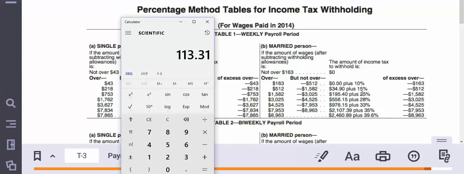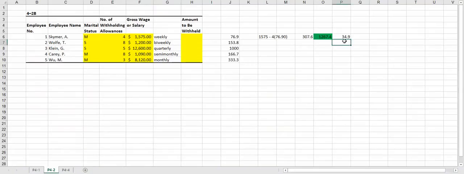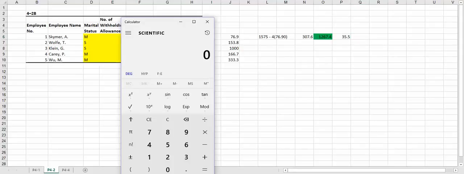So using the old book, it would be $133.31. Now, if we go back to our textbook, instead of the $34.90, it's going to be the $35.50 plus 15% of anything over $520. So we're going to take our $1267.40, subtract the $520, which gives us $747.40. Multiply that by the 15%, which gives us $112.11.